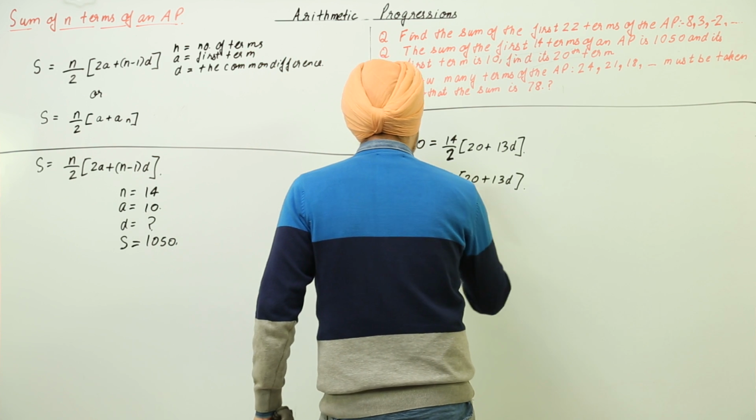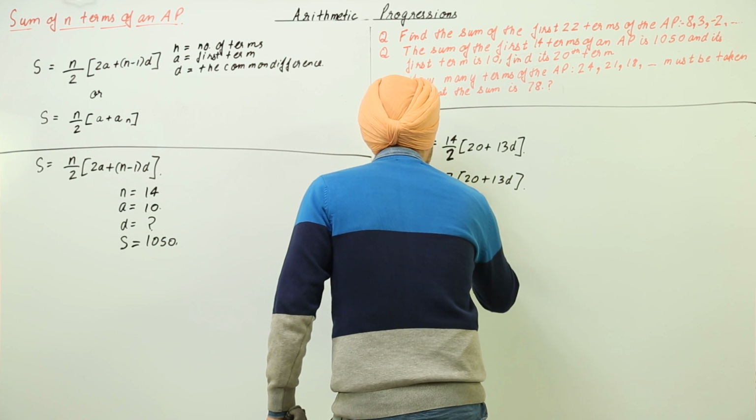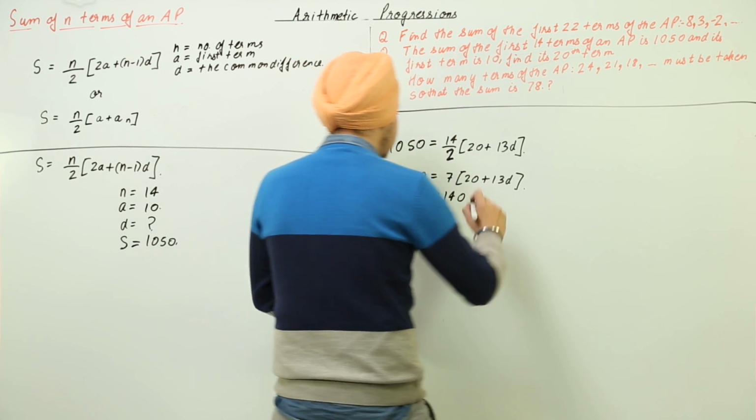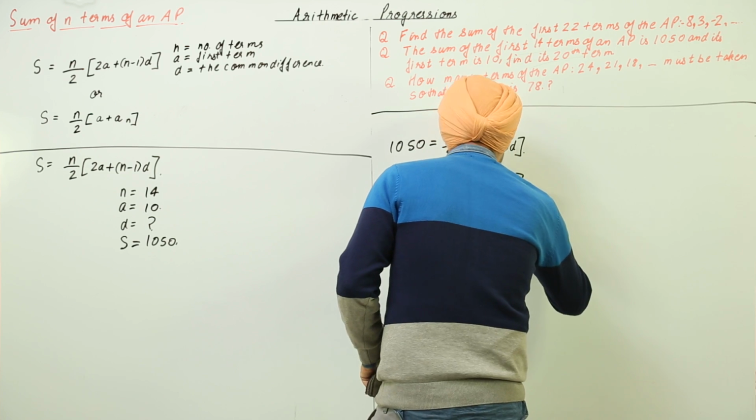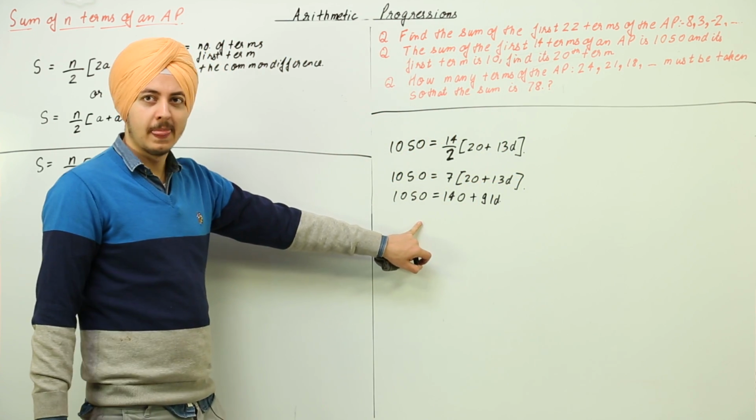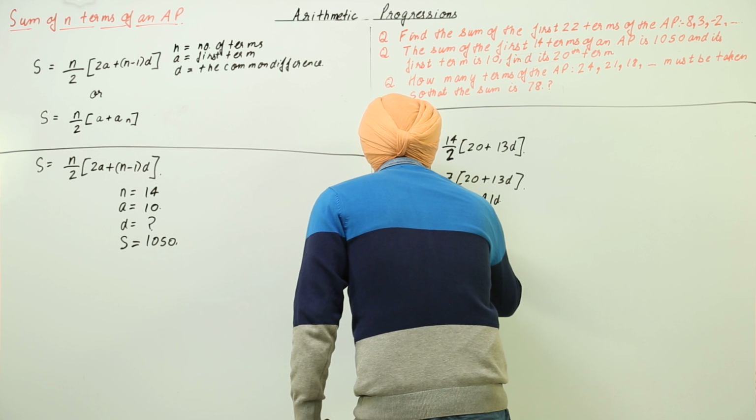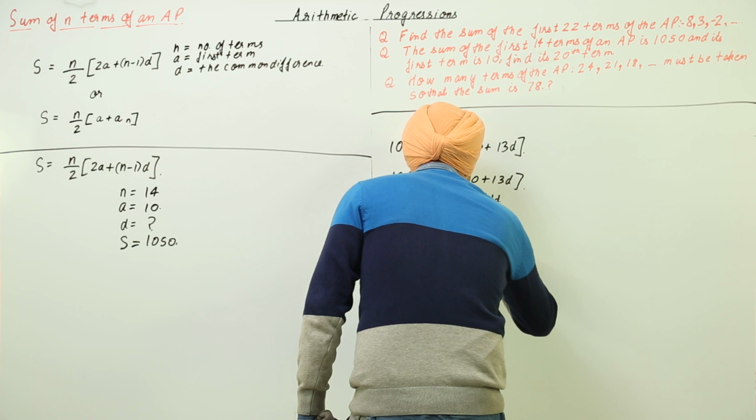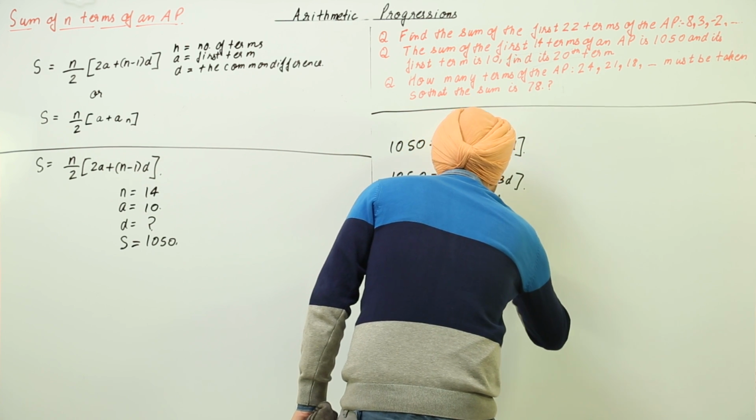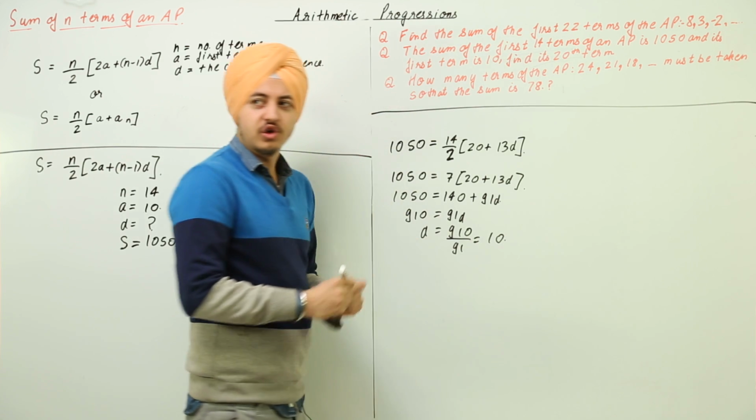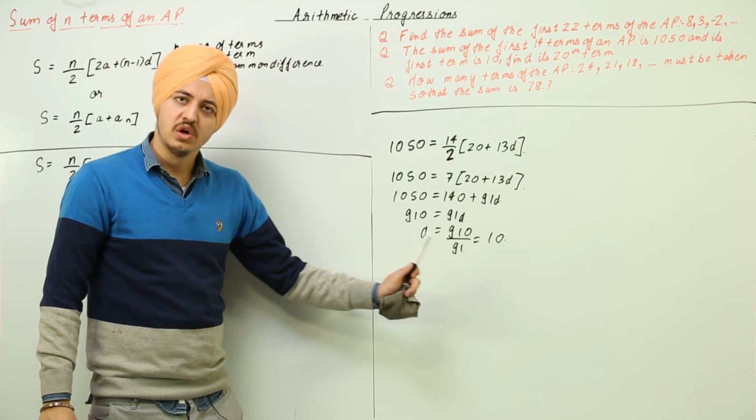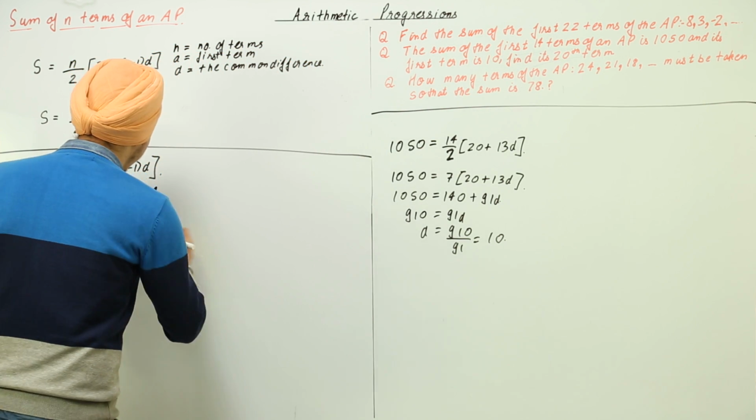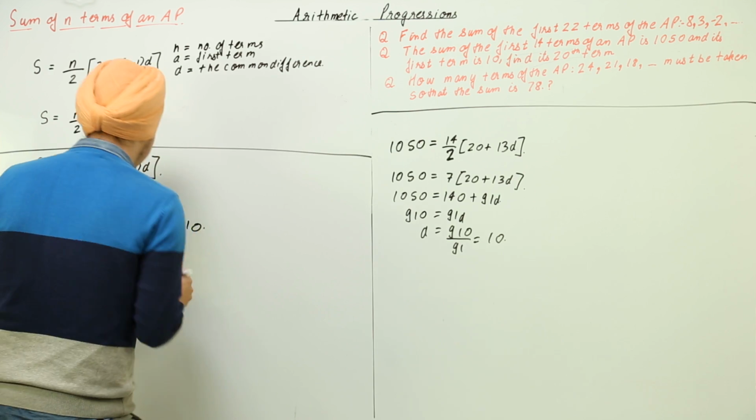Now from here what do we get is 1050 is equal to 140 plus 91d, correct. Now we have 910 is equal to 91d, and d over here is equal to 910 upon 91, which is equal to 10. So the common difference over here is equal to 10. Now we know the common difference also. The d over here we found out is equal to 10.